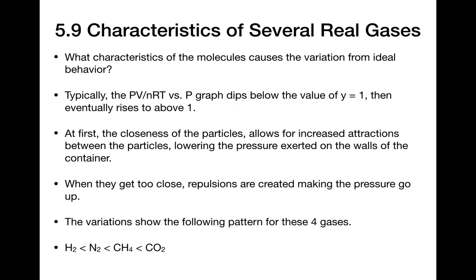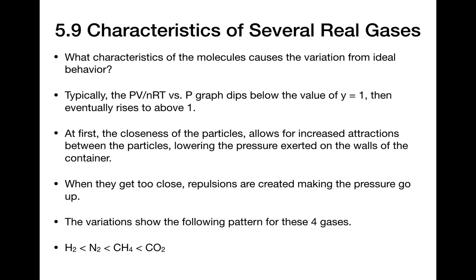In looking at that in a little more detail here, what are the characteristics that cause molecules to vary from ideal behavior? Typically, the graph dips below y equals 1 and then rises to above 1 if you look at those graphs on the previous slide. And that's because at first, crowding the molecules together actually favors increased attractions. Increased attractions pull the molecules toward the middle, lowering the volume and lowering the pressure. And as a result, the ratio PV over nRT becomes less than 1.